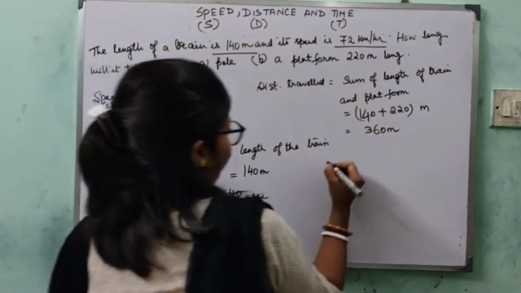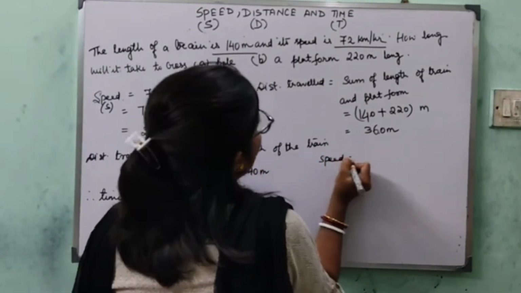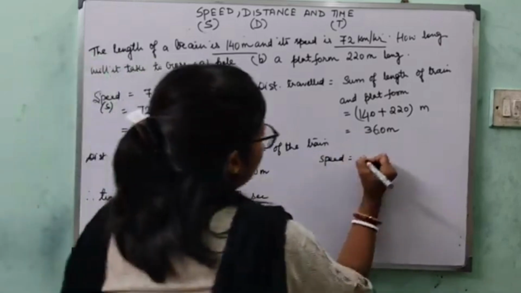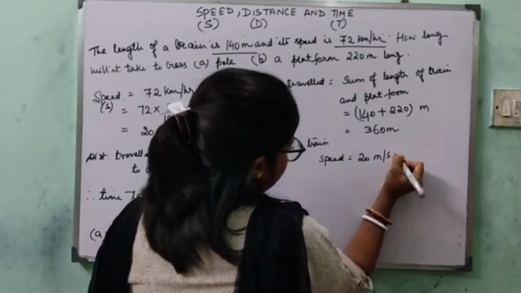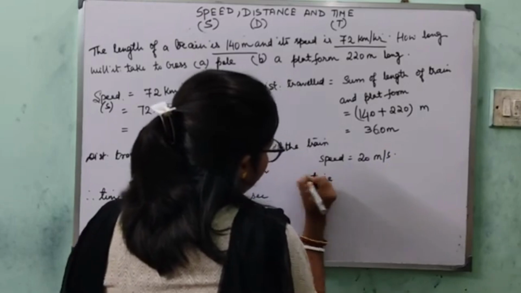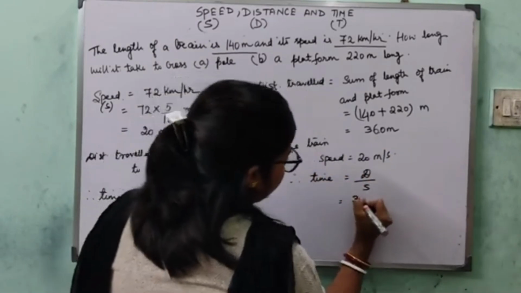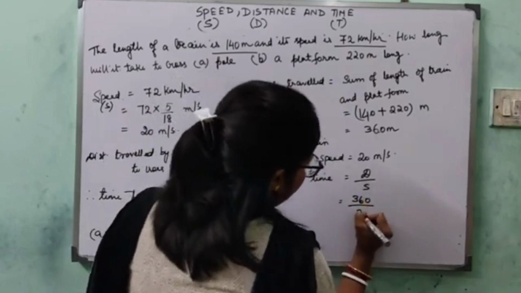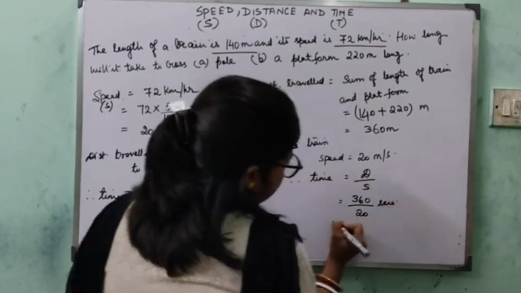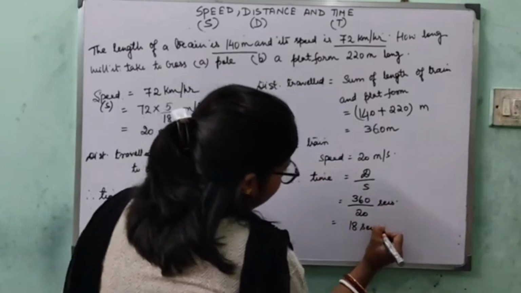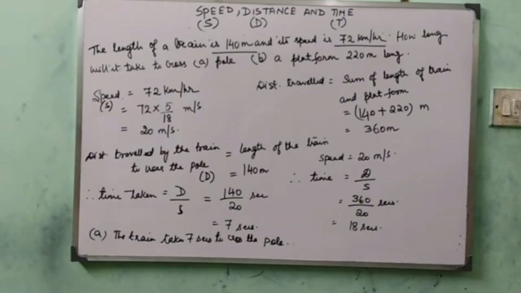Now speed is already given to us, that is your 20 meter per second. So your time will be distance by speed. So distance is 360 by 20 seconds, that is your 18 seconds. So the time taken by the train to cross the platform will be equal to 18 seconds.